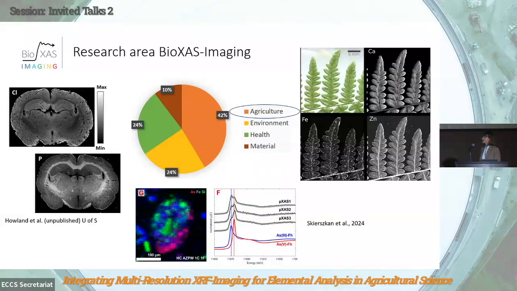And also in environmental studies, this example is to study contaminants found in the environment, such as arsenic, how they co-occur with other elements and their speciation, which would provide information regarding their solubility or their state in the environment. And we receive a significant number of projects from agricultural science.